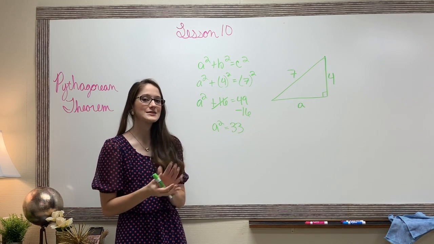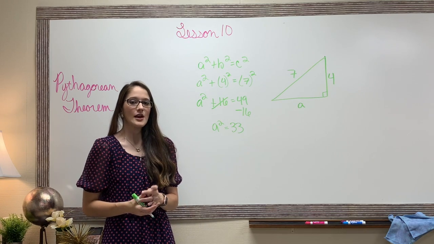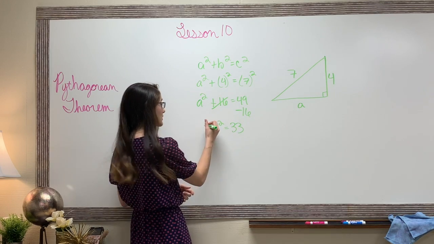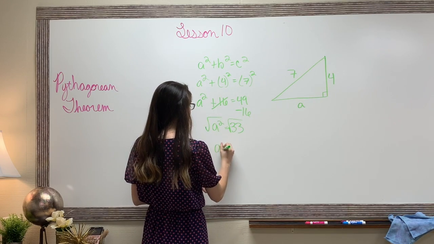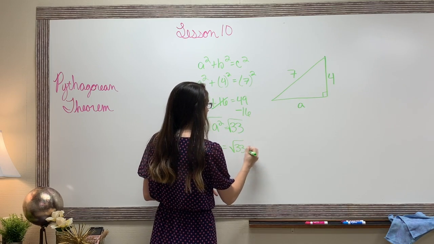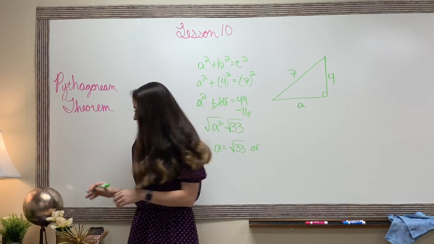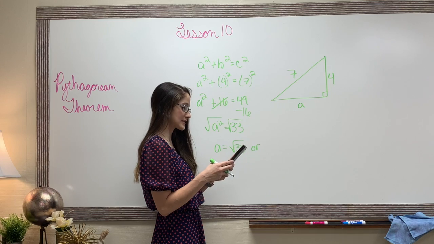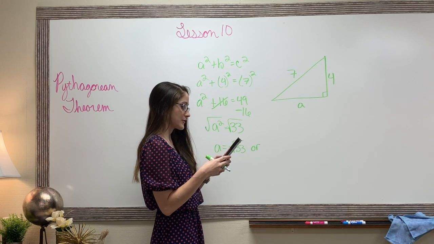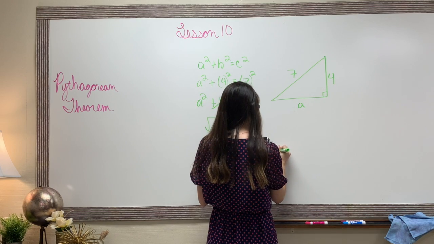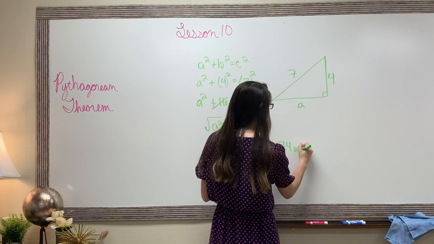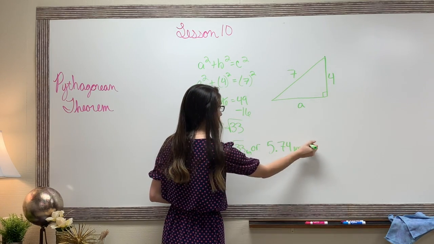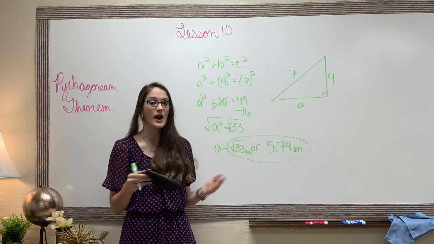Now A is still not by itself, it's being squared. The way that we undo a square, or do the inverse operation, is to square root. So I have to square root both sides. So A equals the square root of 33. Or I can get out my calculator and hit second x squared, which brings up my square root, 33, enter, and this is going to be 5.74. They don't tell us the unit of measurement, so we just leave it as units for either one of these. Both of these answers are correct, so either one will work.